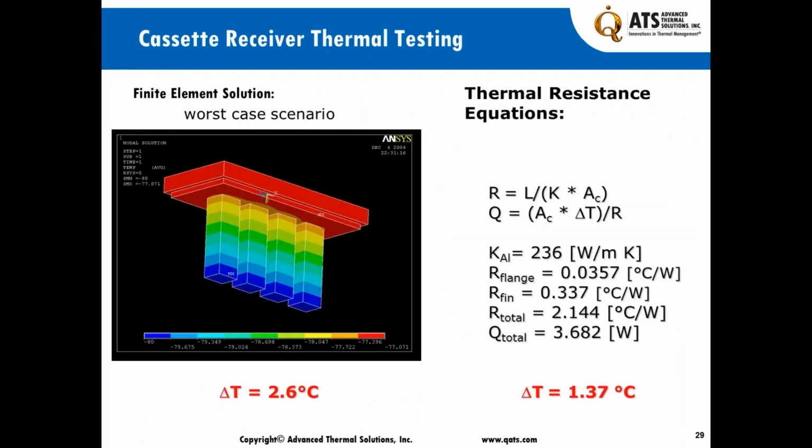The next one was a cassette receiver, and the intent was to see whether this is going to meet our requirement. Remember, the top of the cassette is open partially to the ambient, and we needed to make sure that thing is taken care of. Our initial model had no fluid flow analysis, just purely the conduction side. We saw a delta T of about 2.6 degrees C, and the thermal resistance equations corroborate that at about 1.37 degrees C. So for the worst case scenario, we're going to meet the thermal requirements given by the design, and the design approach is correct.